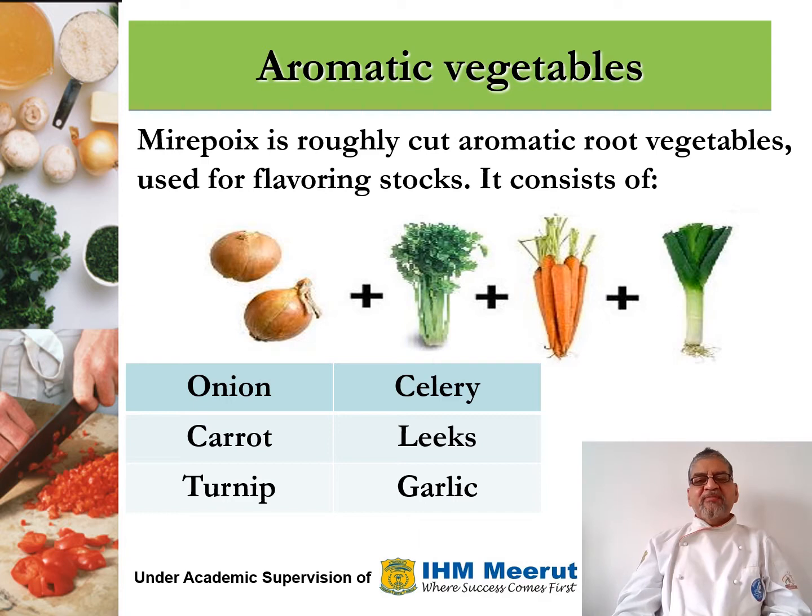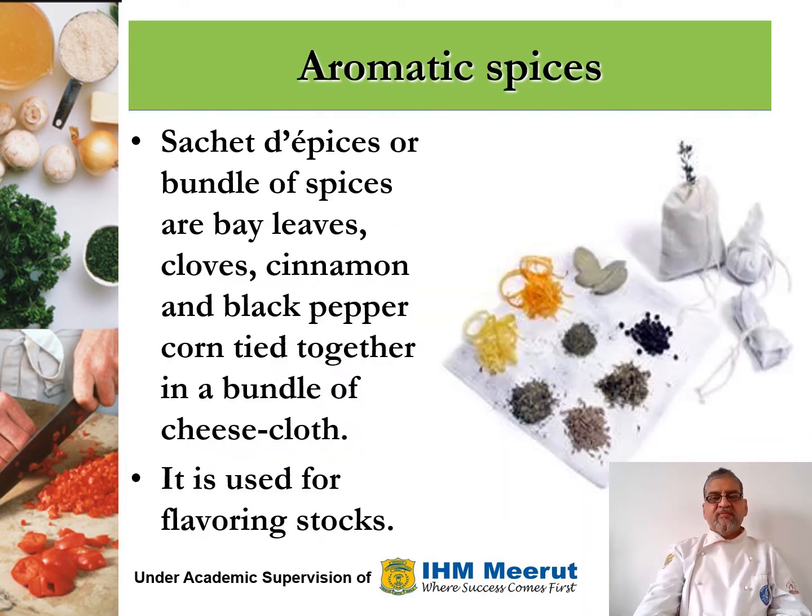Mirepoix, aromatic root vegetables. Mirepoix is vegetables used for flavoring stocks. It consists of onion, celery, carrot, leeks, turnip, and garlic. Mirepoix is used for flavoring the stocks.